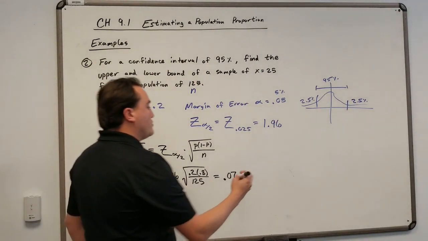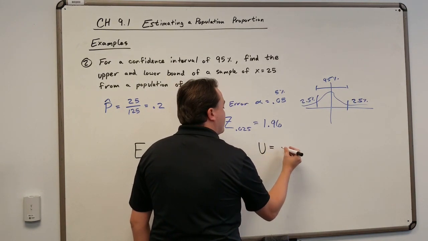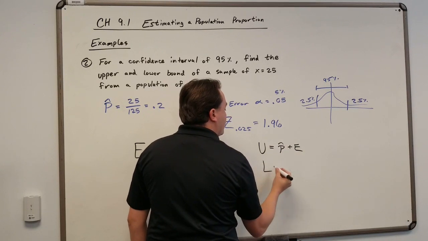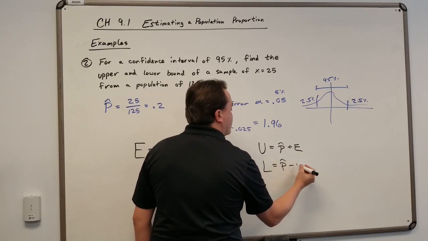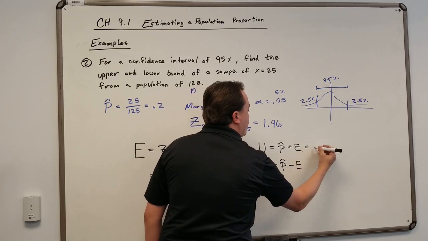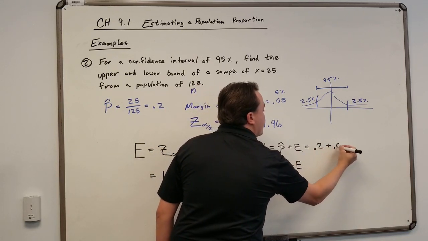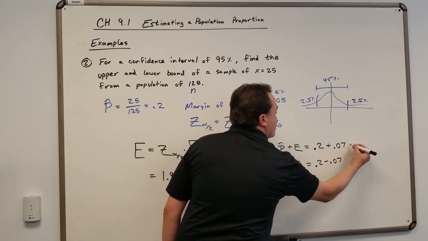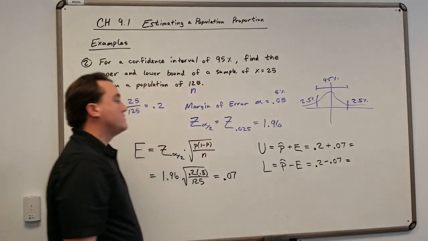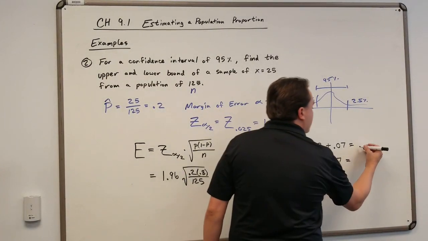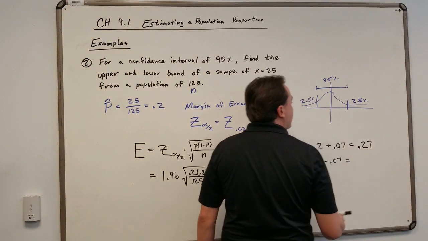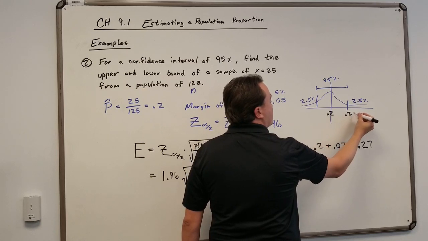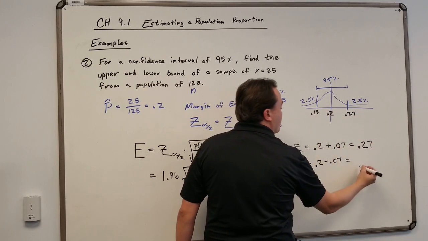Okay, so U is P hat plus the error, and L is P hat minus the error. So we just have 0.2 plus 0.07 and 0.2 minus 0.07. So the upper bound is 0.27. So we have 0.2 here, 0.27 here, and 0.13 here because that is our lower bound.